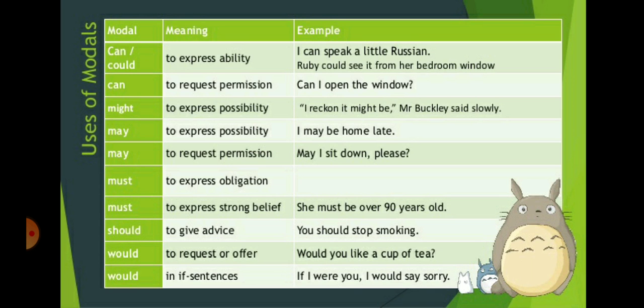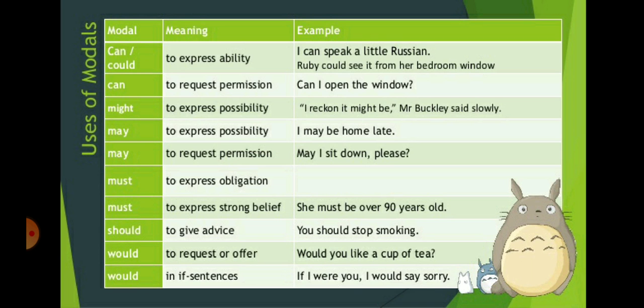Might is the past tense of may. It is used for all persons in the past tense. Might is used to express a doubtful possibility. For example, I reckon it might be, Mr. Buckley said slowly. She might come by the night train.